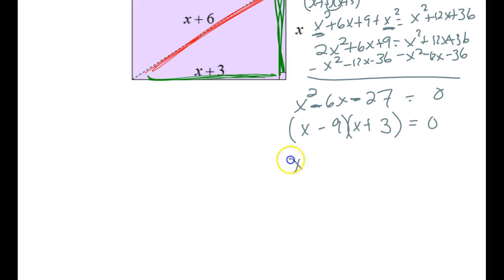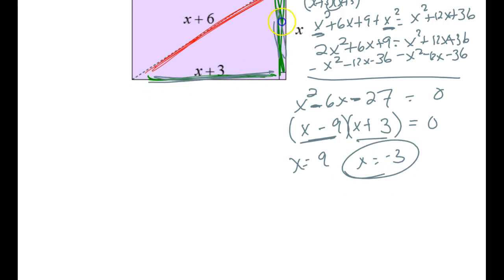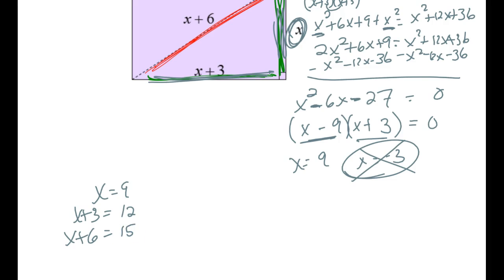And so x could equal 9. If I set that equal to 0, x could equal negative 3. But wait a minute, we're talking about sides here, and it doesn't make sense for this side to be negative 3. So I think I'm going to throw out the negative 3. I'm going to say x could be 9, and then x plus 3, 9 plus 3, could be 12. And then x plus 6 would be the 15. So I would say the three sides are 9, 12, and 15.